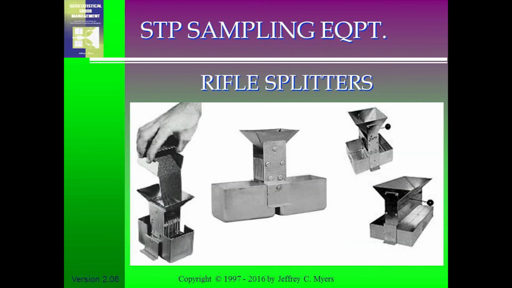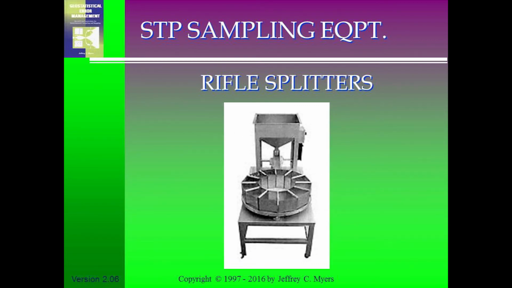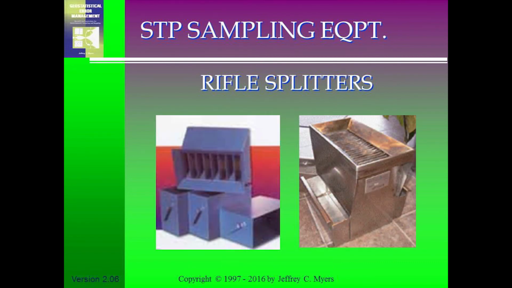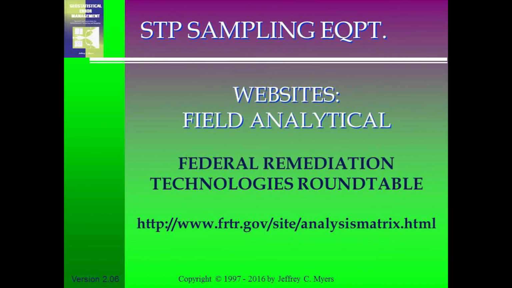Again, the Jones-type riffle splitters. Rotary splitter, that's got a little different design than the one we saw. Some more riffle splitters. More riffle splitters. People are very creative. So you can actually go on to the Federal Remediation Technologies Roundtable, FRTR. They've got lots of devices if you want to see the latest samplers.